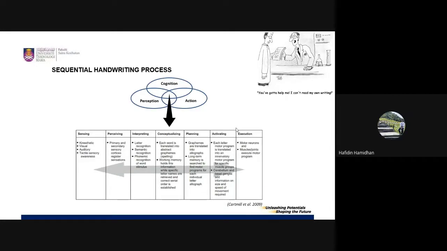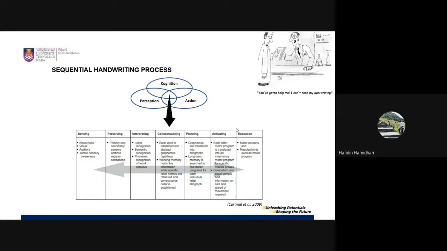Seterusnya. Jika kita dapat lihat dekat sini, gambar ni menunjukkan sequential handwriting process ataupun bagaimana handwriting tersebut dihasilkan. Proses handwriting tersebut bermula dengan presentation of the text yang kanak-kanak tersebut nak tulis sama ada melalui visual, auditory ataupun self-initiation, iaitu kanak-kanak tersebut yang hendak menulis apa yang dia ingin tulis. Kemudian a series of cognitive steps are taken to retrieve the motor program.